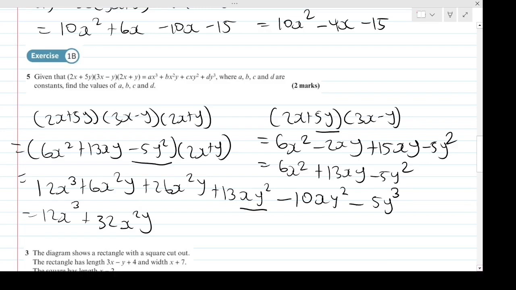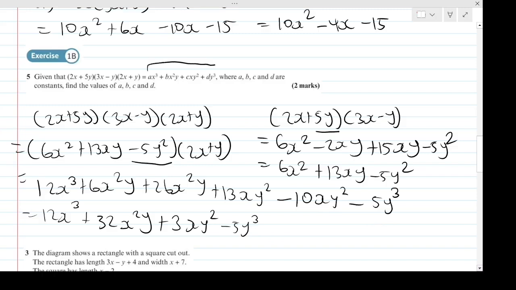And then what about the next term? We have xy squared, and then we have another xy squared term. So 13 minus 10 would be plus 3xy squared. And then we have the final term we haven't dealt with yet, minus 5y cubed. We can't do anything more with that. There's only one y cubed term. And now it's in this form, right?